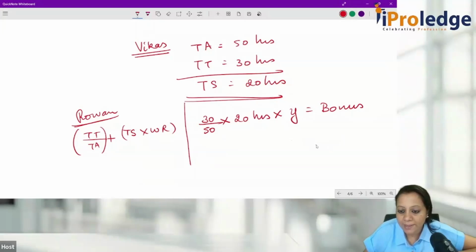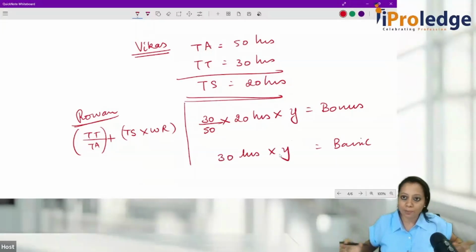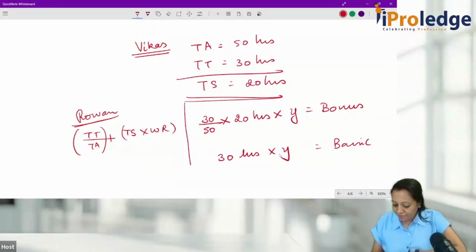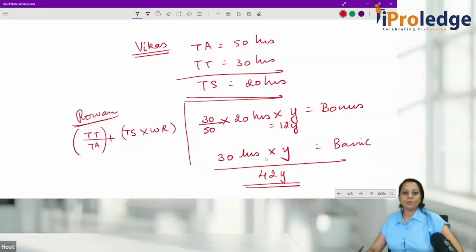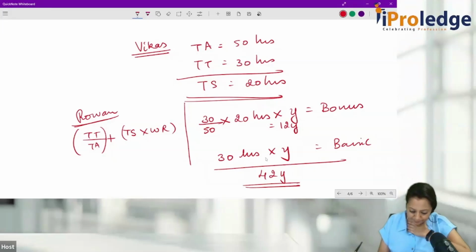For Vikas, what is the basic, ma'am? Basic is going to be 30 hours, correct? So it is going to be 30 hours into Y. That is the basic. Bonus is for time saved. Understood, everyone? Can we solve this, 30 divided by 50 into 20? It is 12Y. So 12Y and 30Y, is it not 42Y? Basic plus bonus. Quickly write down. Those of you who are writing, quickly write.